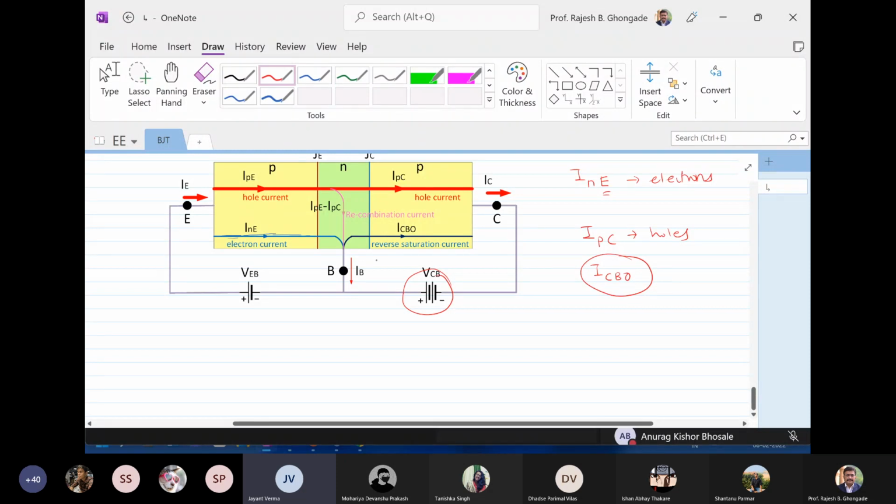Why? Because the base collector junction, or collector base junction, is essentially reverse biased. Since it is reverse biased, you are going to have a reverse saturation current flow also. So look, externally there is IE, the emitter current here, the collector current flowing out, and the base current flowing out like this. And these are the internal current components. Very, very important. Okay?